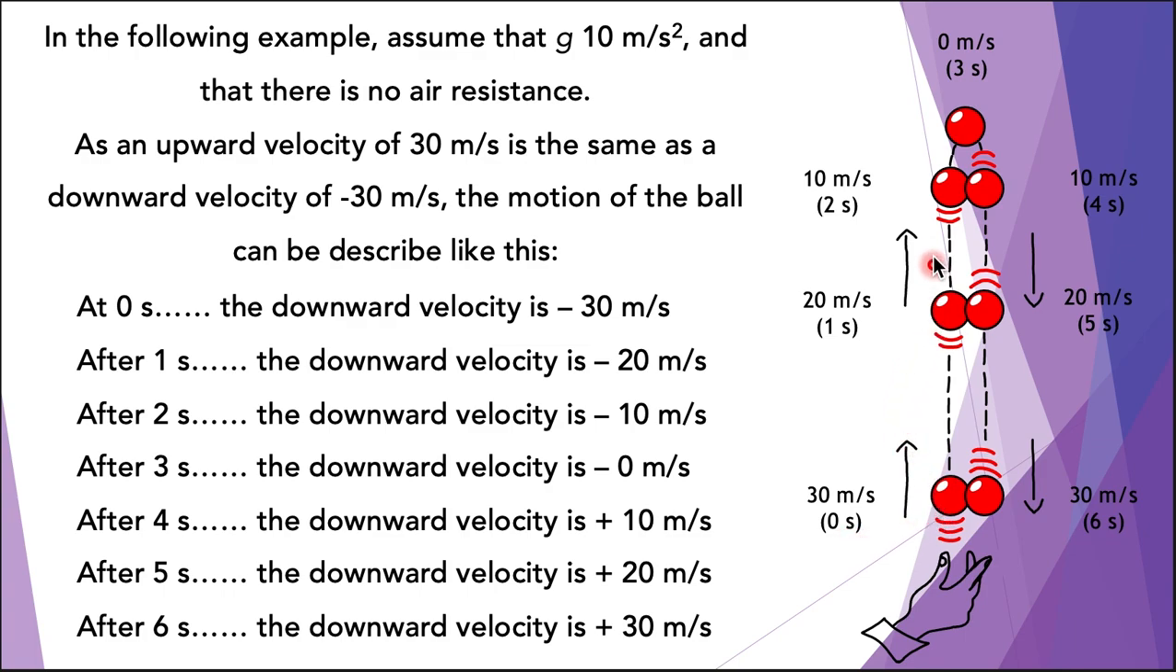After 1 second, the downward velocity increases, so it becomes minus 20 meters per second. After 2 seconds, it increases to minus 10 meters per second. And after 3 seconds, it reaches 0 meters per second. Then after 4 seconds, it becomes 10 meters per second, after 5 seconds 20 meters per second, and after 6 seconds it comes to 30 meters per second.